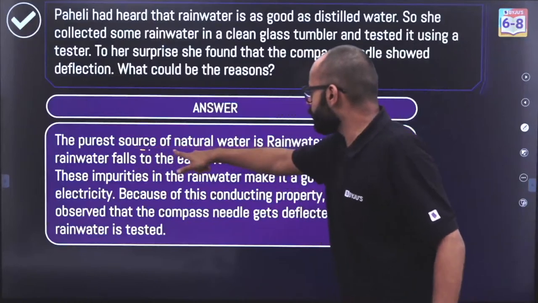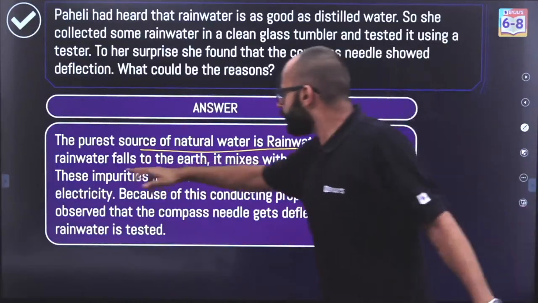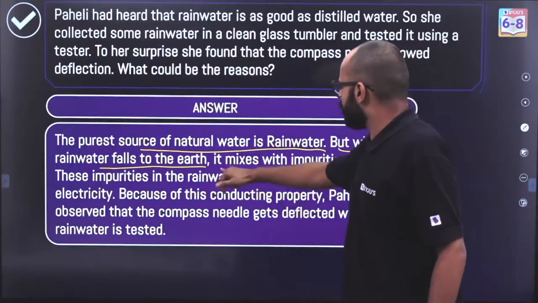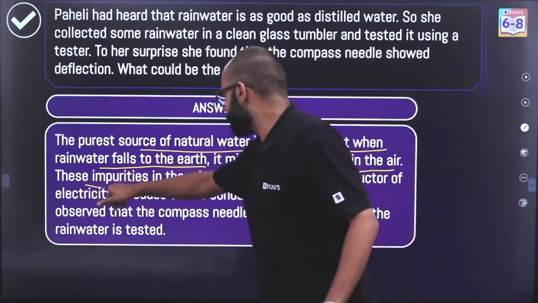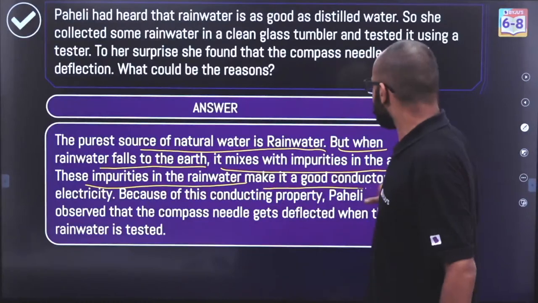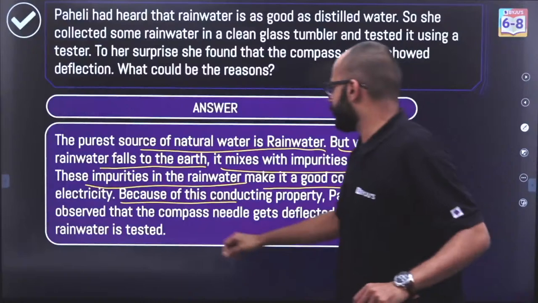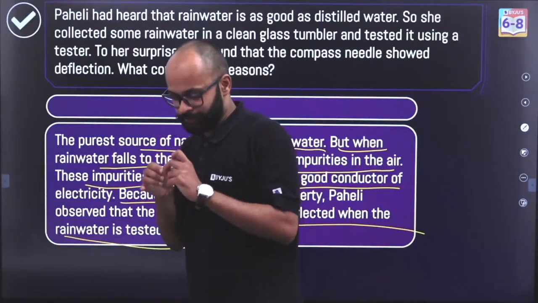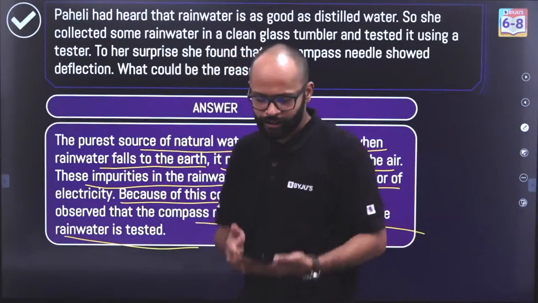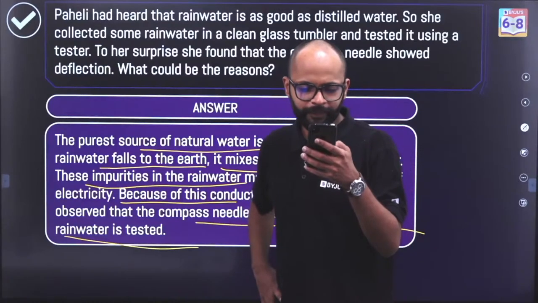The purest source of natural water is rainwater. Yes, you are right. But when rainwater falls to the earth, it mixes with impurities in the air. These impurities in the rainwater make it a good conductor of electricity because of this conducting property. Paheli observed that the compass needle gets deflected when the rainwater is tested. Fine, got it. Let me ask you a bonus question. Shall I ask you a bonus question? Come on, tell me. Yes, Ronak, I got it. Very good.